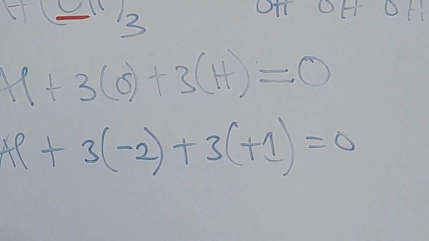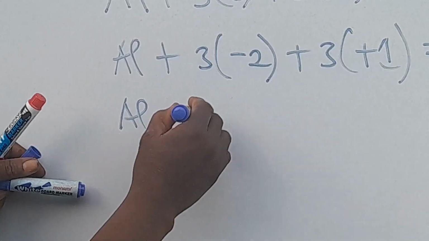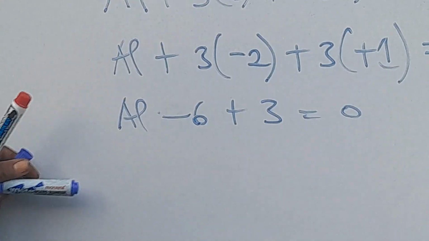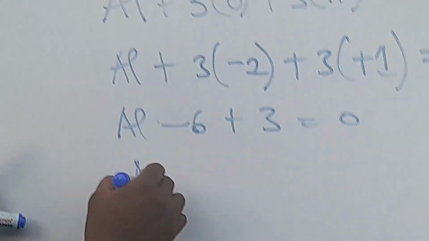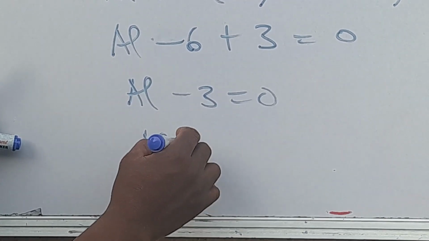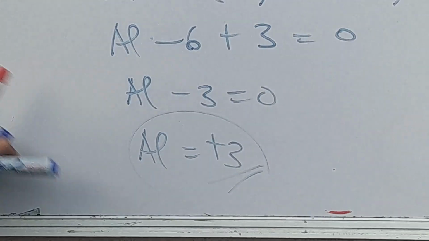Open up the bracket, you have Al plus 3 times minus 2, which is minus 6, plus 3 equals 0. All right. Collect like terms, you have Al minus 3 equals 0. Al equals plus 3. Did you get that? Very exciting.